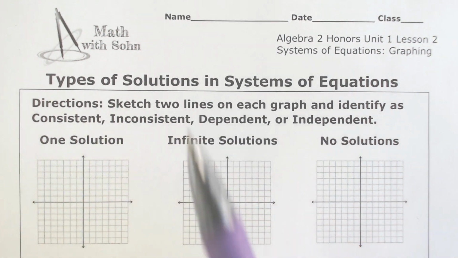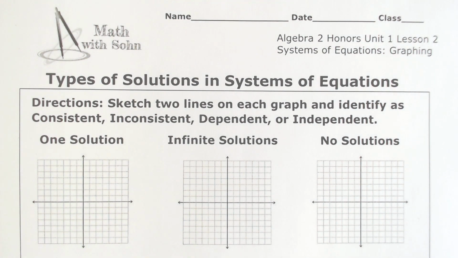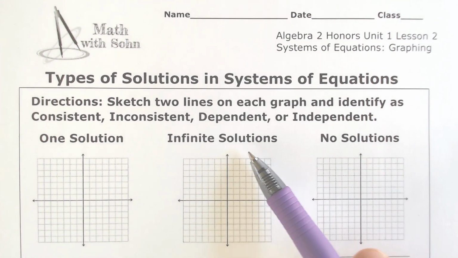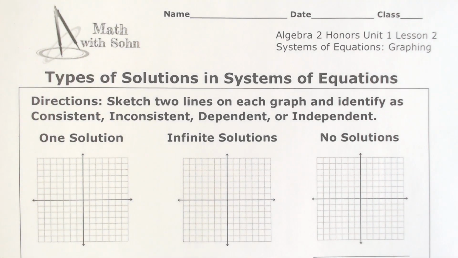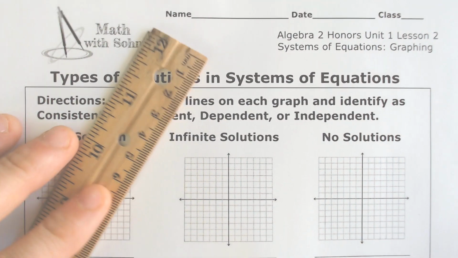Where we need to start is what type of scenarios you can get with systems of equations of lines. There are really only three options. You can have one solution, infinitely many solutions, or no solutions, provided they're lines. If you have a parabola or something, that's a little different.